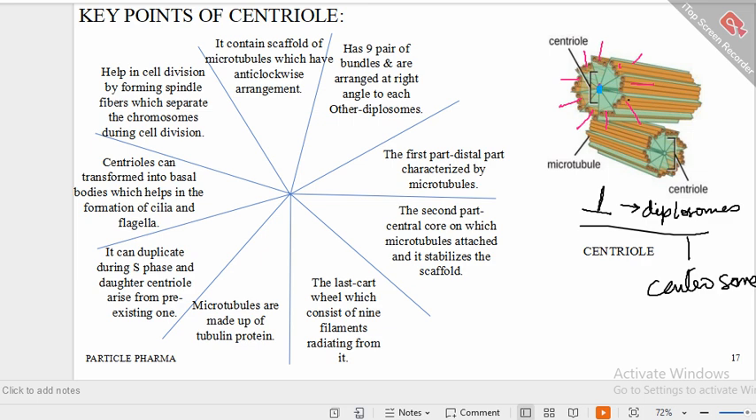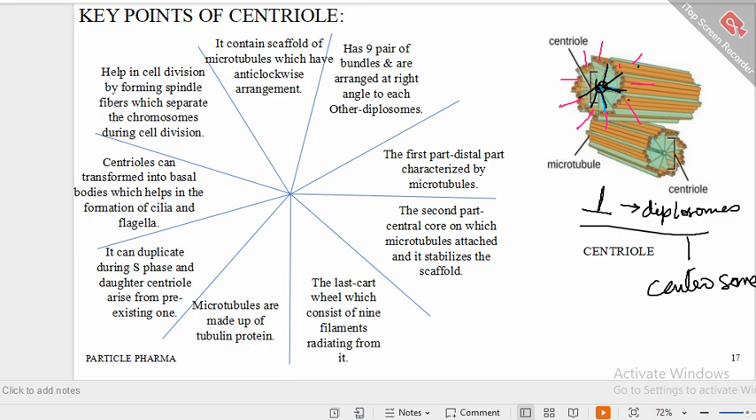This central core part is there, on which microtubules are attached, and it stabilizes the scaffold. The last is the cartwheel, on which the microtubules are attached; these are the filaments radiating from the center. So these are the three parts. First are microtubules, second is the central core part, third is the filaments, or last cartwheel part.